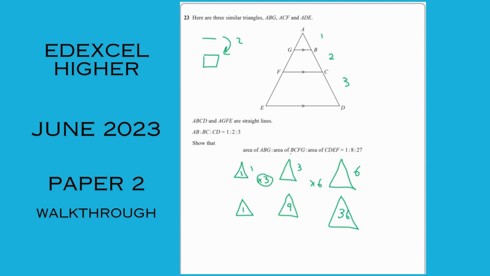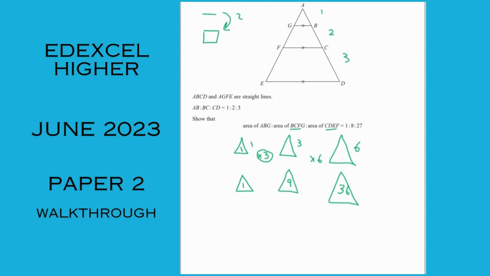But these shapes aren't triangles. So what we have got to look at is the fact that the area of this is the big triangle, take away the small one. And the area of this is the big triangle, take away the one that's on top of it. In this case, the medium-sized triangle. That's where those cube numbers come from.